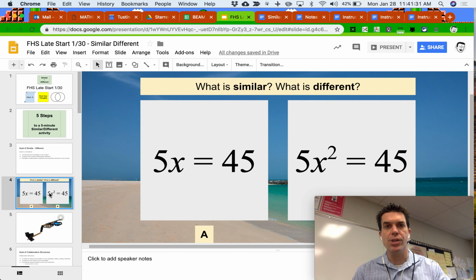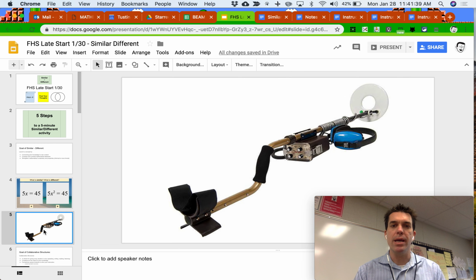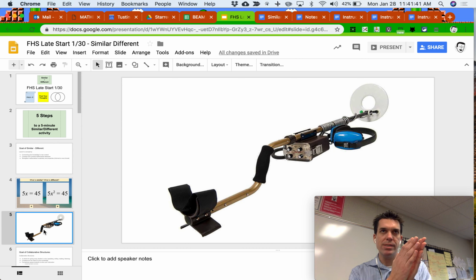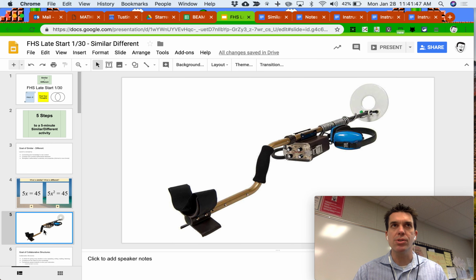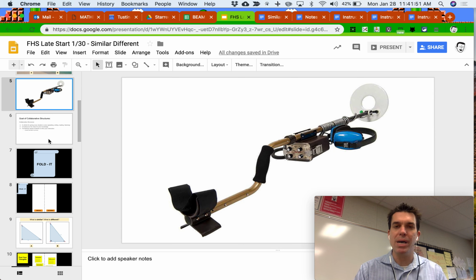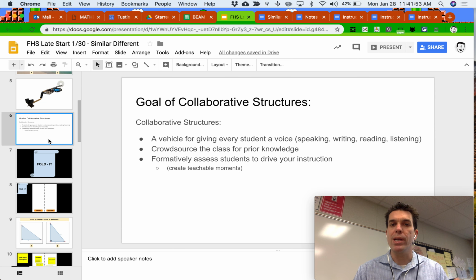If I say turn and talk to your neighbor, which is a useful strategy, I might not be maximizing the student voice in the classroom. For example, if I had my metal detector or student voice detector going around the classroom, I might hear pockets where it's stronger than others, and not all students are contributing. So to help maximize student voice, I want to incorporate a collaborative structure here because it's a vehicle for giving every student a voice through speaking, writing, reading, and listening.